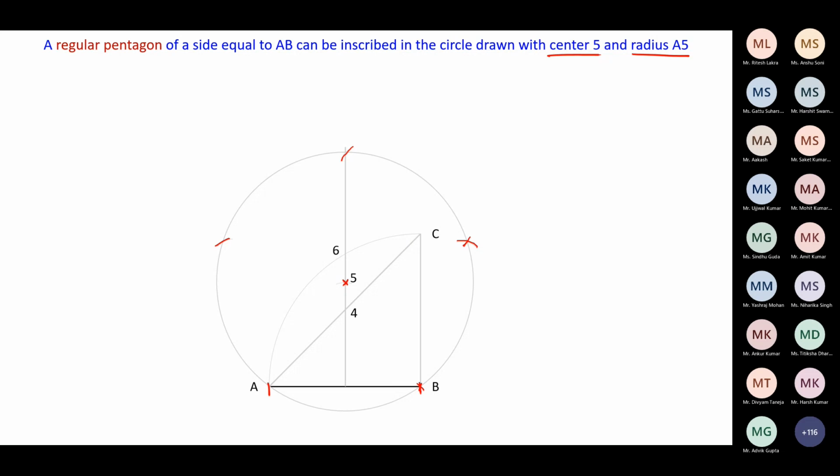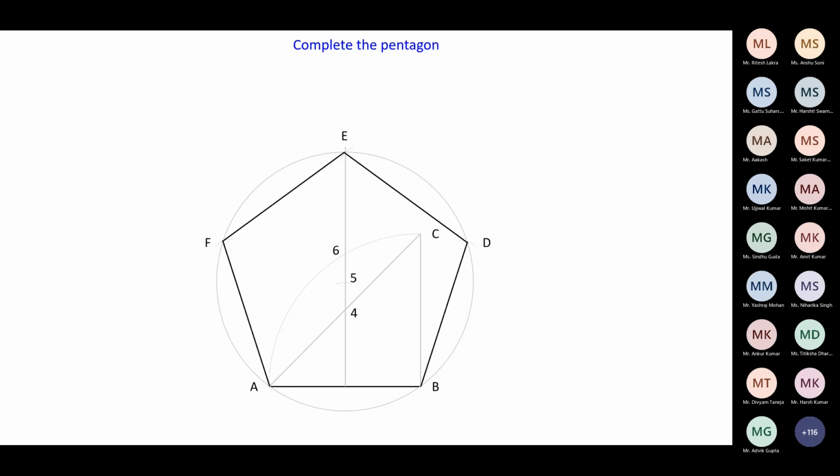So this is a very simple construction. You can practice all of these. Any doubts or any queries here?